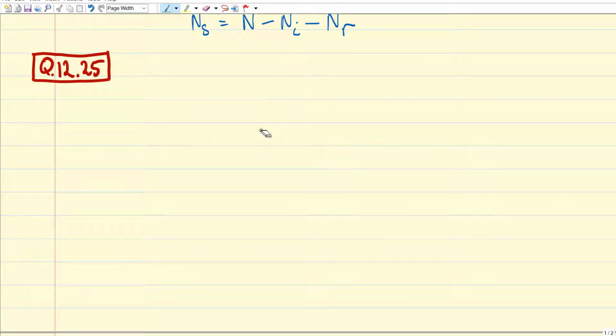Go back to my drawing program, and I'm going to draw the boxes. So here we go, we've got box S, it's got one arrow, and I'm going to label this with RI for the infection rate.